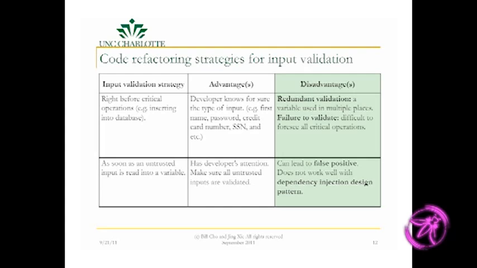The alternative strategy is you validate something as soon as it comes in, and then you say, no matter where it goes, I know what the input is, right? The advantage of that approach is you have the developers' attention right then and there to make the right choice, but the disadvantage is it can lead to some false positives because some things may never go anywhere, and you ask for validation anyway. And sometimes it does not work well with dependency injection, because you don't know where the input is coming from. So ASAT really can handle both strategies, all right?